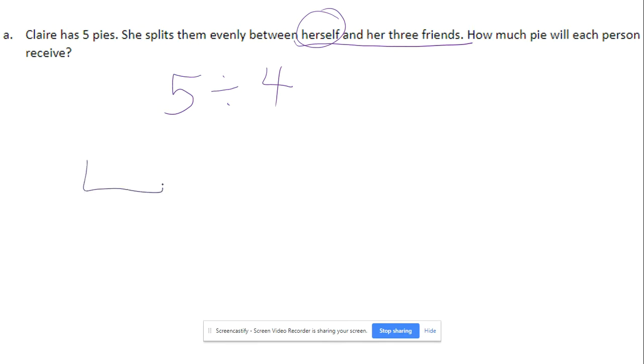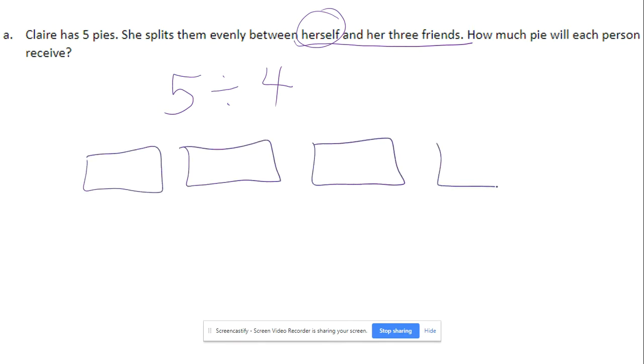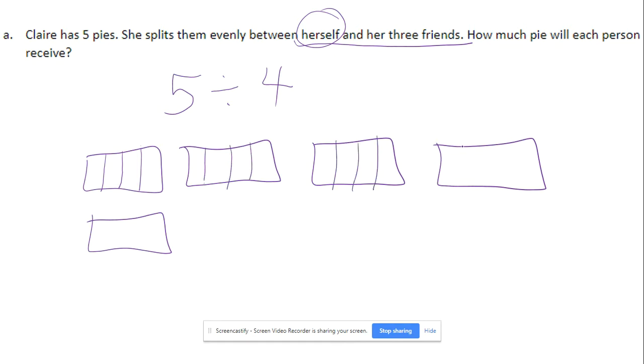Let's start by writing 5 wholes. Sorry, I ran out of room. Split between 4 people. So there are 2 ways we can do this. Either we can have 4 different colors, each circle 1, and split up this last part, or we can go ahead and split each whole into 4 parts, and each person will get 1/4 of every whole.